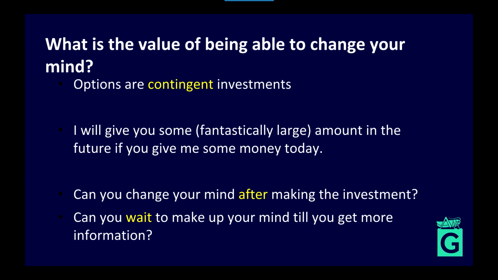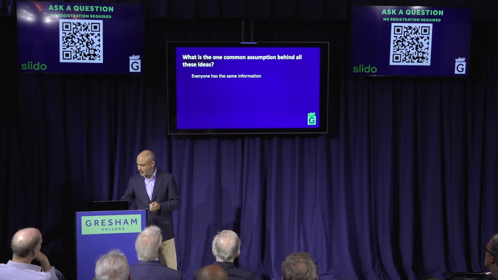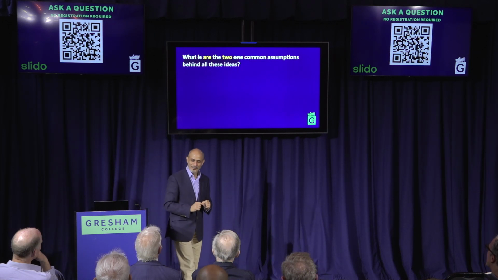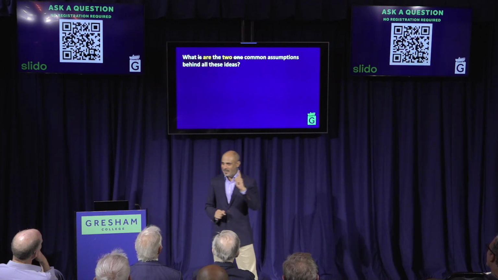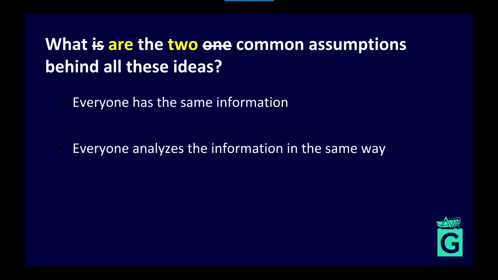That's an option. But all these four ideas have one common assumption, right? That common assumption is everyone has the same information. Well, I misspoke a little. It's like Monty Python and the Spanish Inquisition. There are actually two common assumptions behind all these ideas. One is, of course, everyone has the same information. And the second is everyone analyzes the information in the same way. Now, the second one I'm going to talk about next time. This time, I'm going to talk about what happens if not everybody has the same level of information. Basically, asymmetric information.